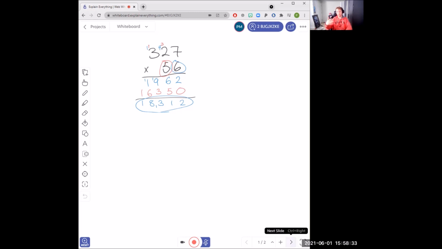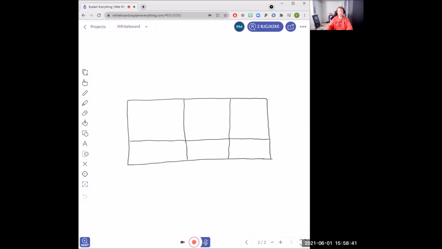Now, this method is not bad. This is the way a lot of people were taught. I want to show you another method that I'll call the area method, and it's going to look a lot like finding area. So let me talk about that real quick. Right here, we have a rectangle. If you were to find the area of this rectangle, you would multiply length times width, which is exactly what we're going to set up here.